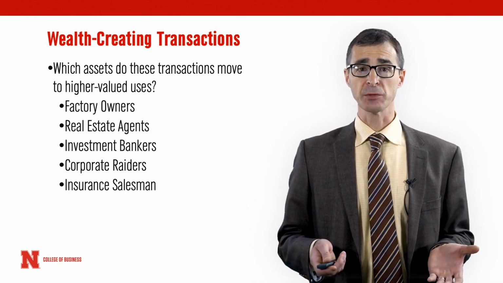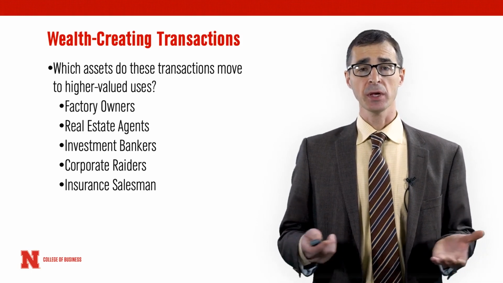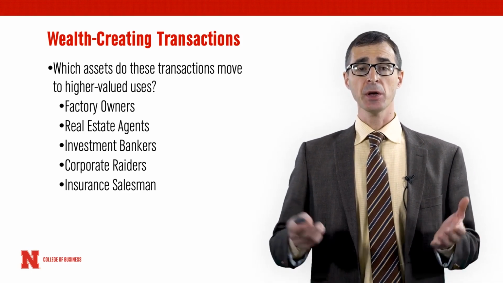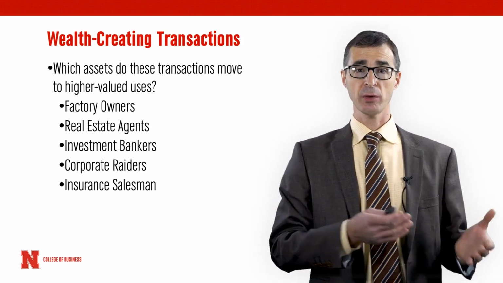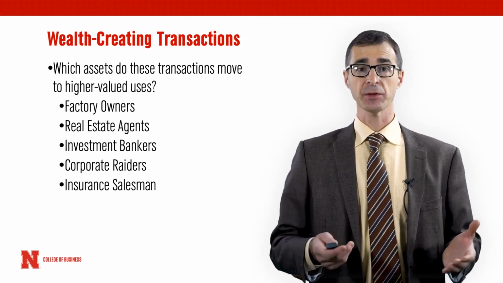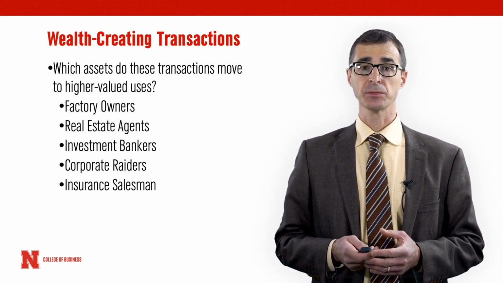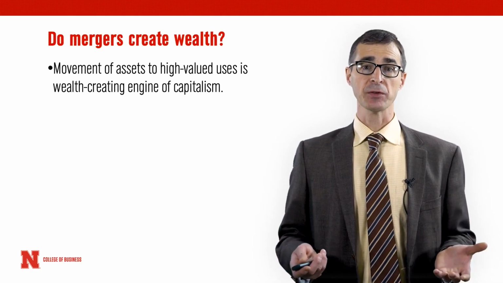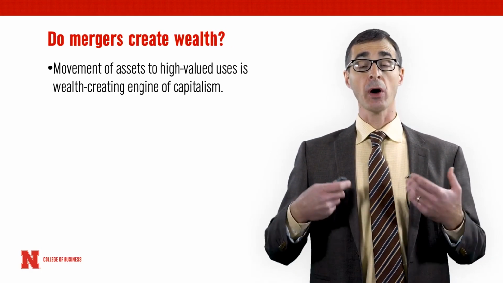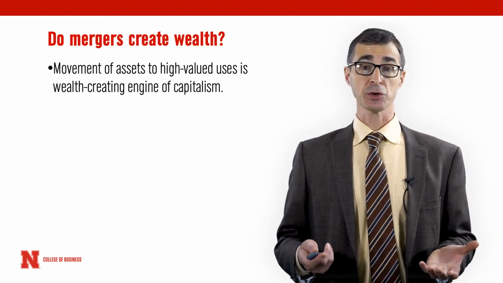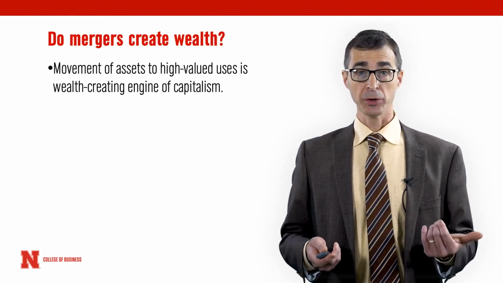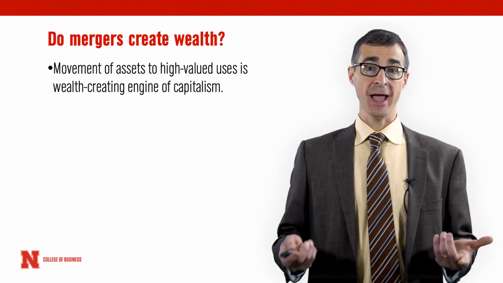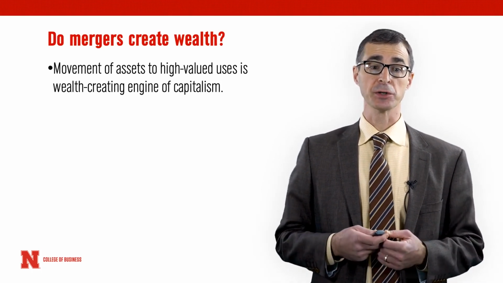An insurance salesman, again, would be an example of a financial intermediary moving assets from a lower to a higher valued use and facilitating that transaction. A couple of examples that often come to mind or are often advanced as potentially creating wealth are mergers and government actions. Let's talk first about mergers.